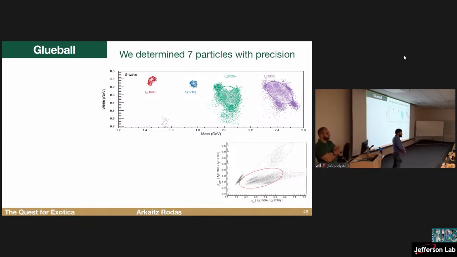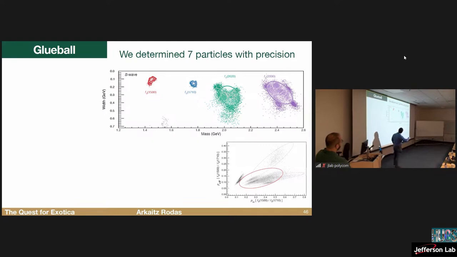More questions? At around 1.5, is there a possible other resonance at larger width? I mean, this point. Yes. So that's another good point. You see some great points here.